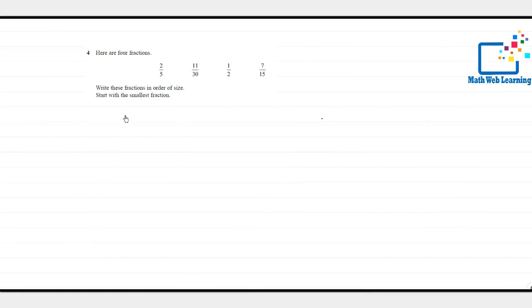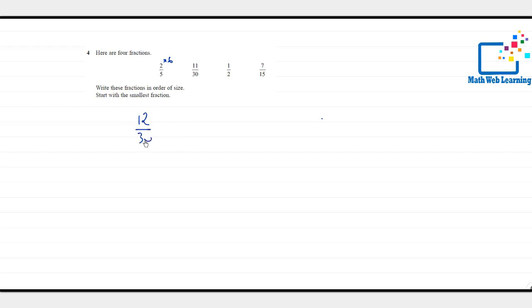Right, question number 4. We have 4 fractions. We need to put them in order of size, smallest to largest. When you are dealing with fractions and you need to put them in order, you need to find a common denominator. In this case, you can see clearly the common denominator is 30. So we're going to do the first one. To get this one from 5 to 30, we need to multiply by 6. So that I get 12.